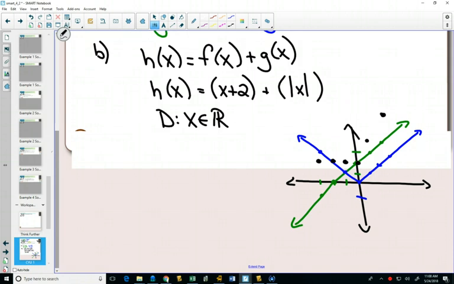So I've done a couple of points. Looking at the pattern, it appears that it stays always at 2 on this side, and it goes up on this side. So looking at my graph, based on the points that I've done, and assuming that it stays the same, it looks like my range is y is bigger than or equal to 2.